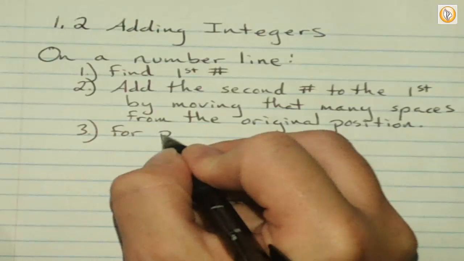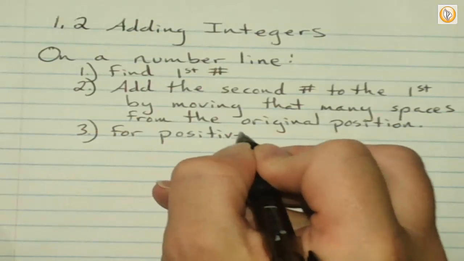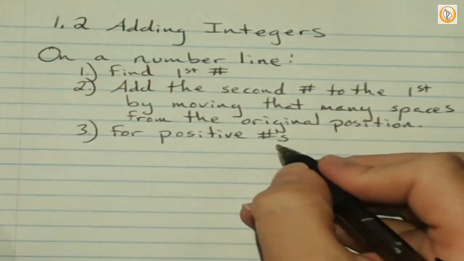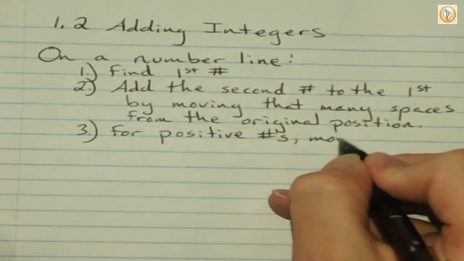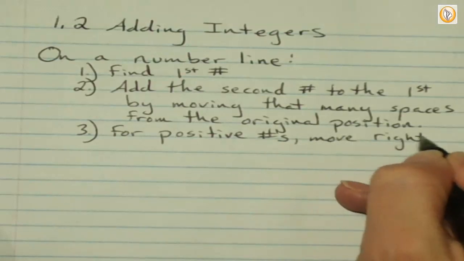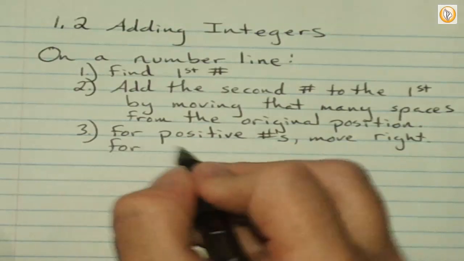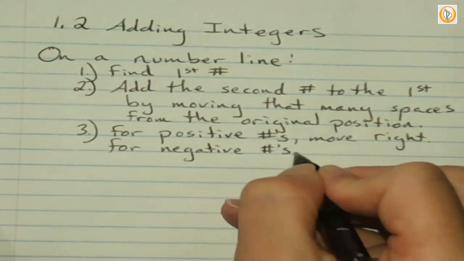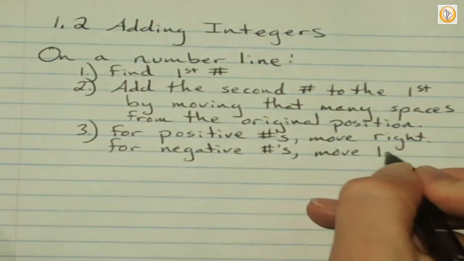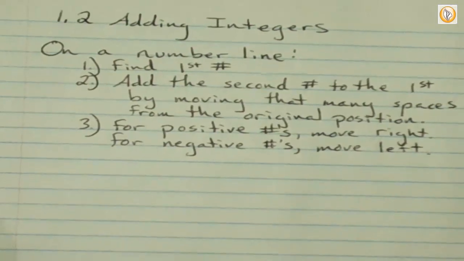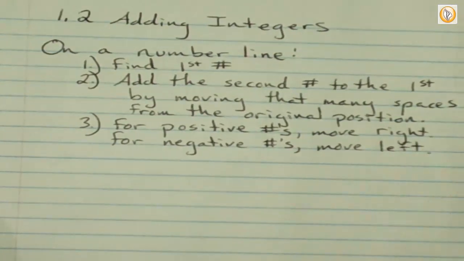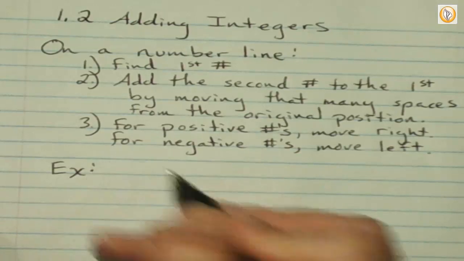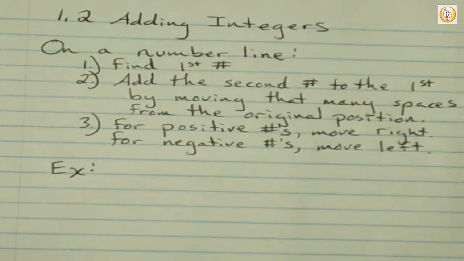Three, for positive numbers, move right. For negative numbers, move left. And then as soon as you're done, put your pencil down so I know that you're done. And then I'll give you 2 examples.